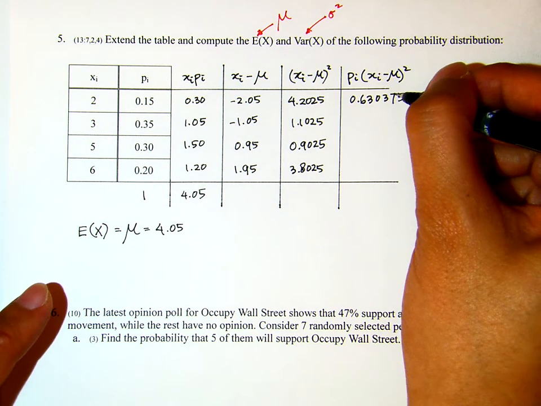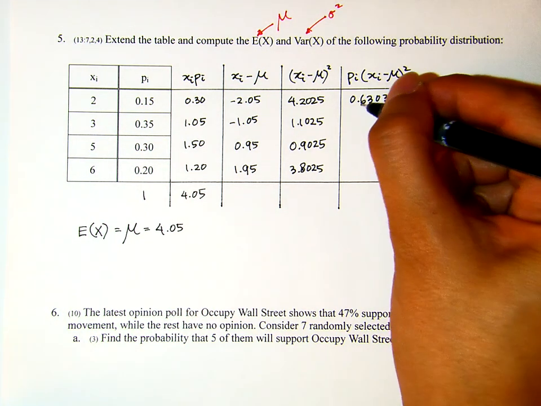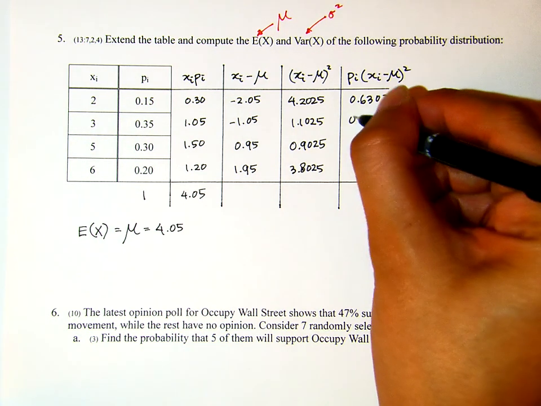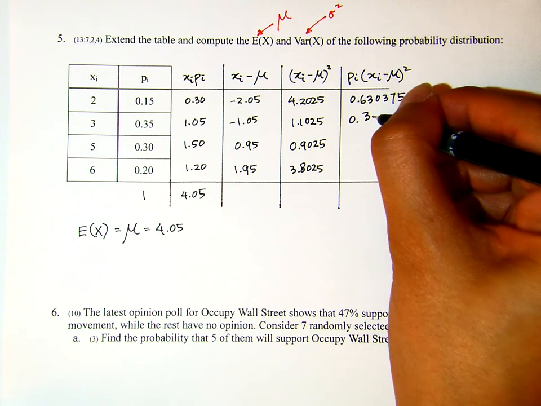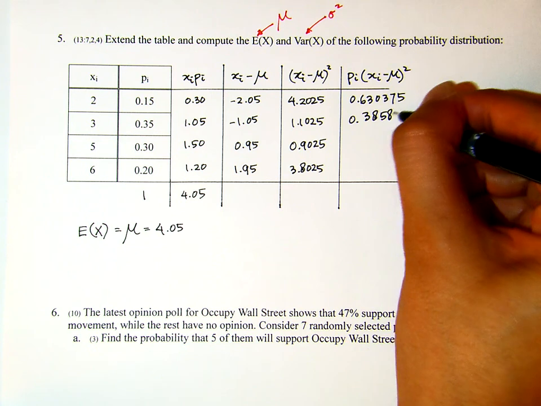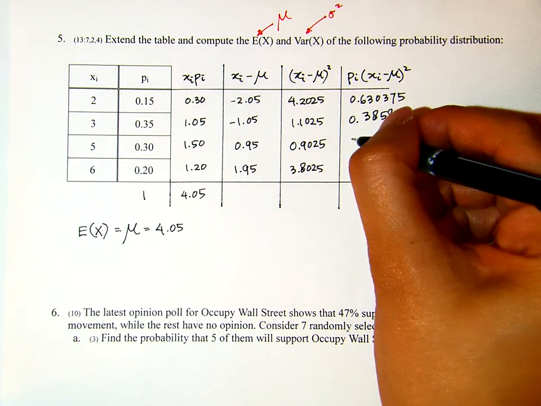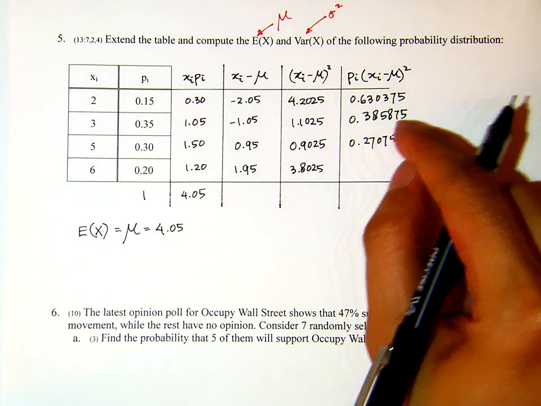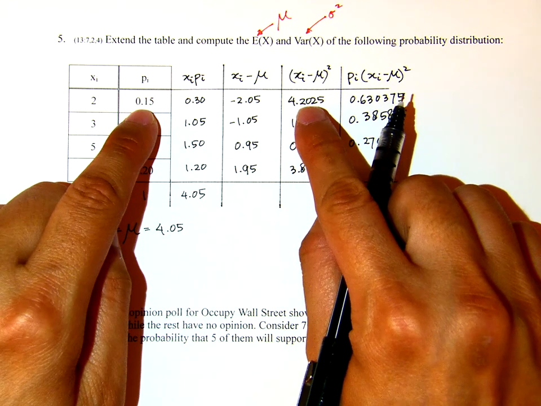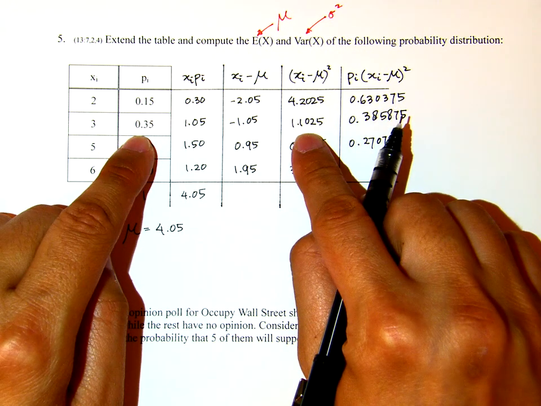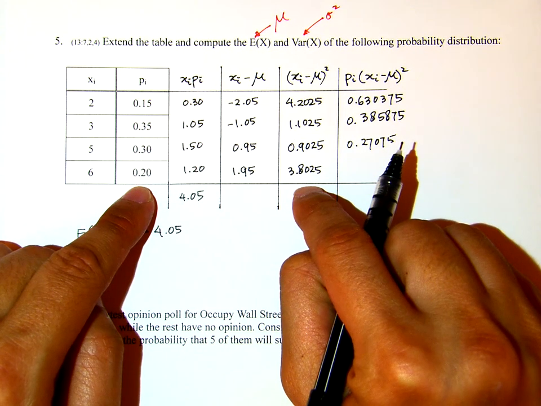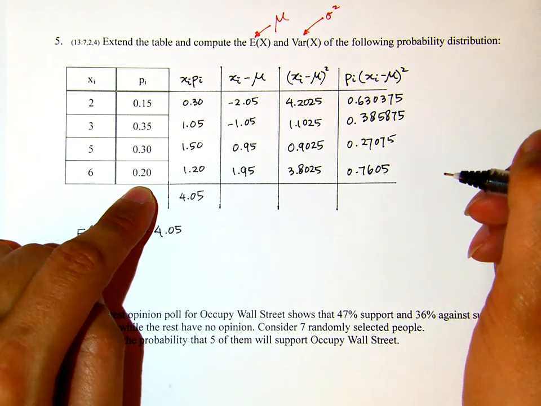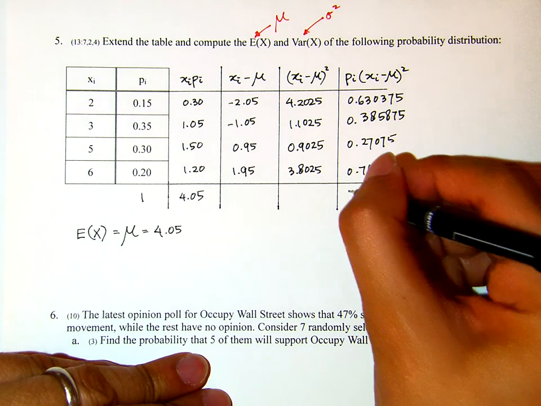If you make it into 5 decimal places, you are okay. Then it will be 0.630338. But if you want to make it into 6, go ahead. 0.3858875, and then the next one will be 0.27075. If you wonder how I get these numbers, I multiply this p and the corresponding squared error. Multiply this, and lastly I multiply this. That will give me 0.7605.